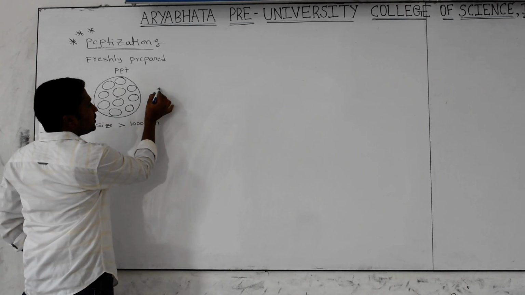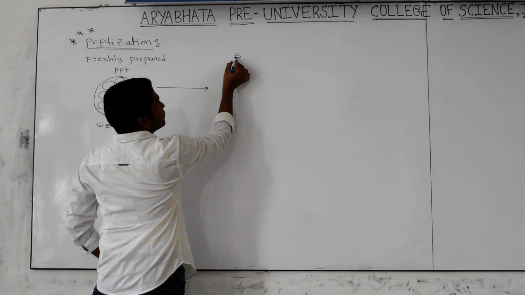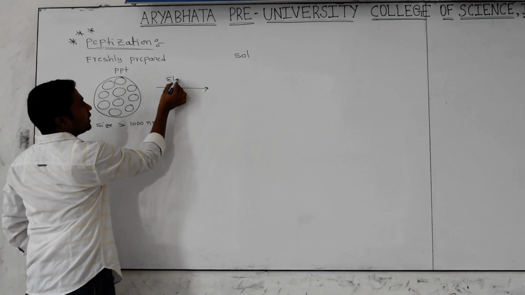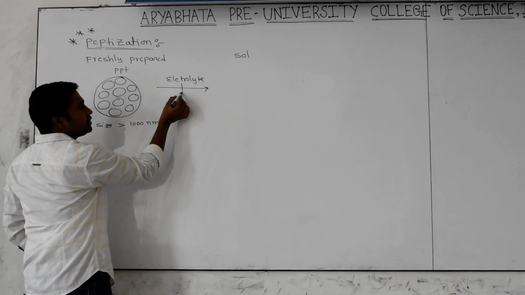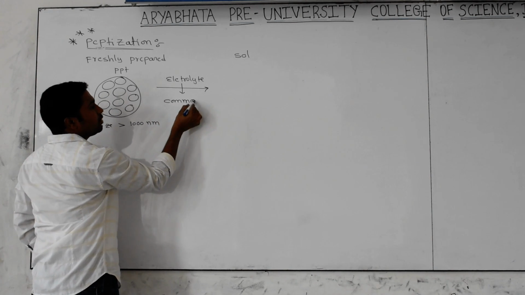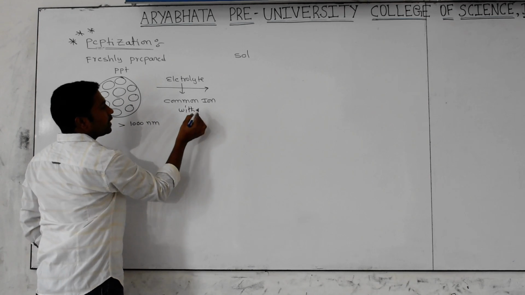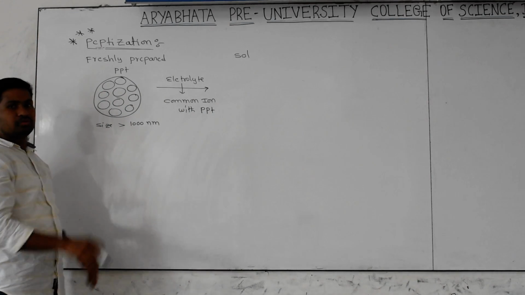To this precipitate, I am doing something. I want to make it a sol. For that, I am adding an electrolyte. The compulsory condition: the added electrolyte should have a common ion with the precipitate. I will explain later by taking many examples.